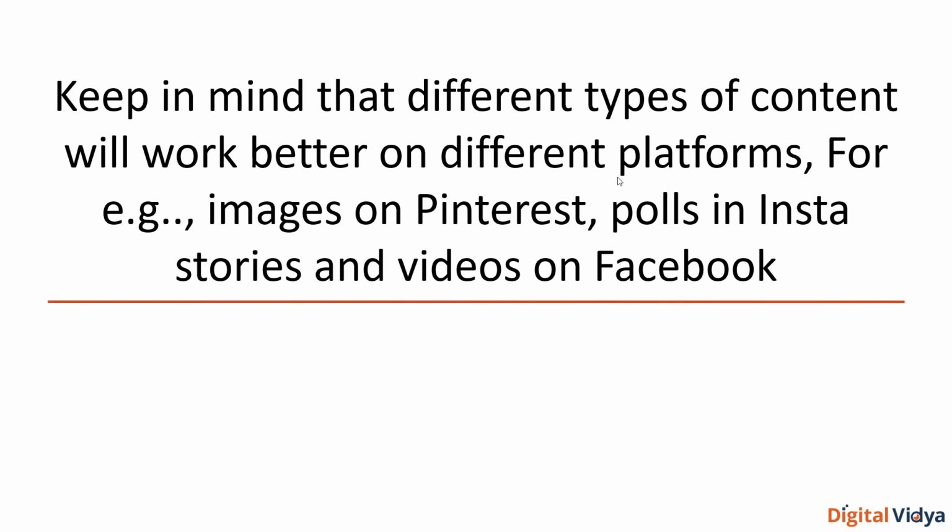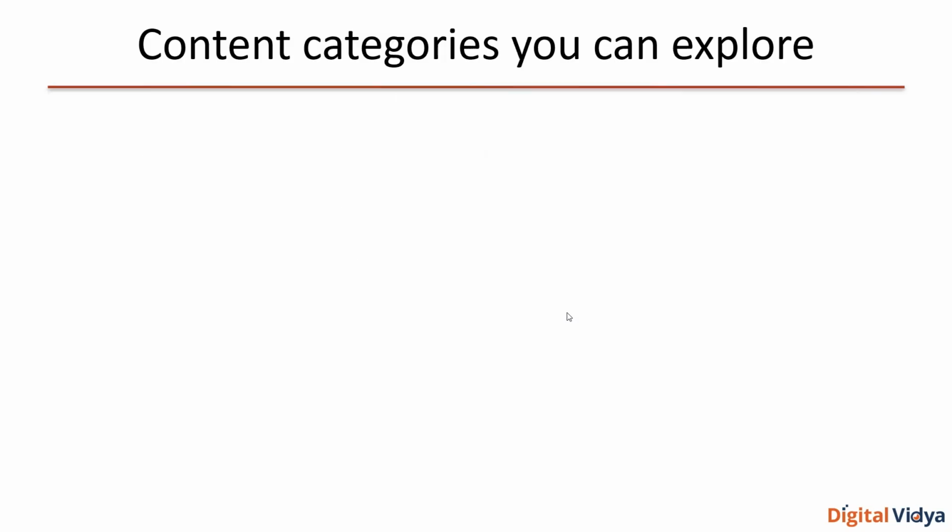One thing you should remember is different types of content work better on different platforms. For example, images might work better on Pinterest, polls might work in Instagram stories, and videos might work better on Facebook. So you would figure out what type of content works better on which platform. By now you know the nitty gritties of each platform: Facebook, Instagram, Instagram stories, Snapchat, Pinterest. You know what kind of content works with the audience on each, so keep that in mind when creating content for different platforms, right?